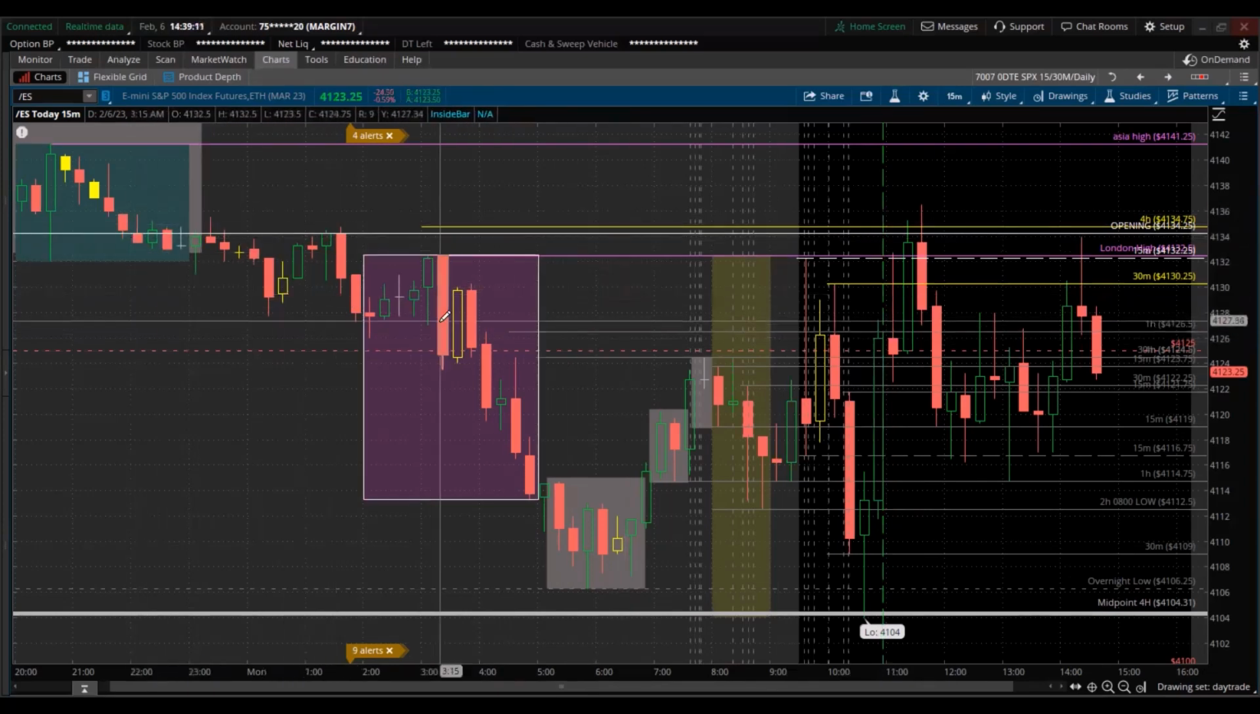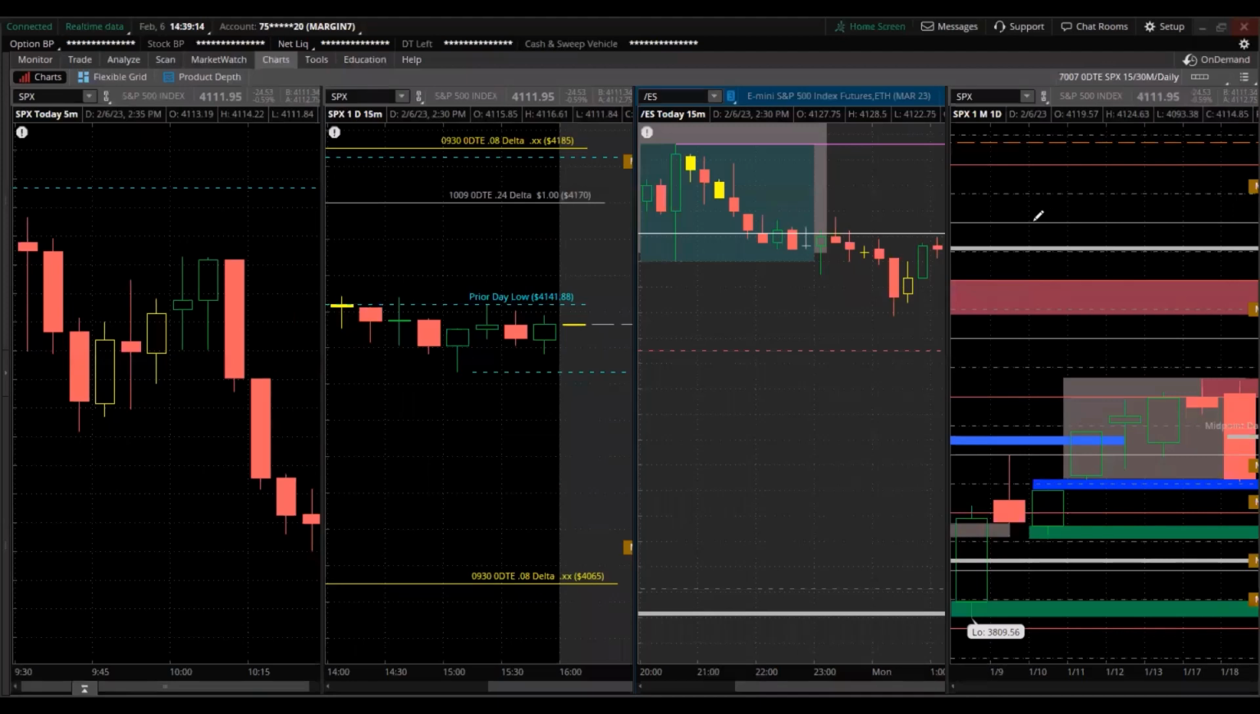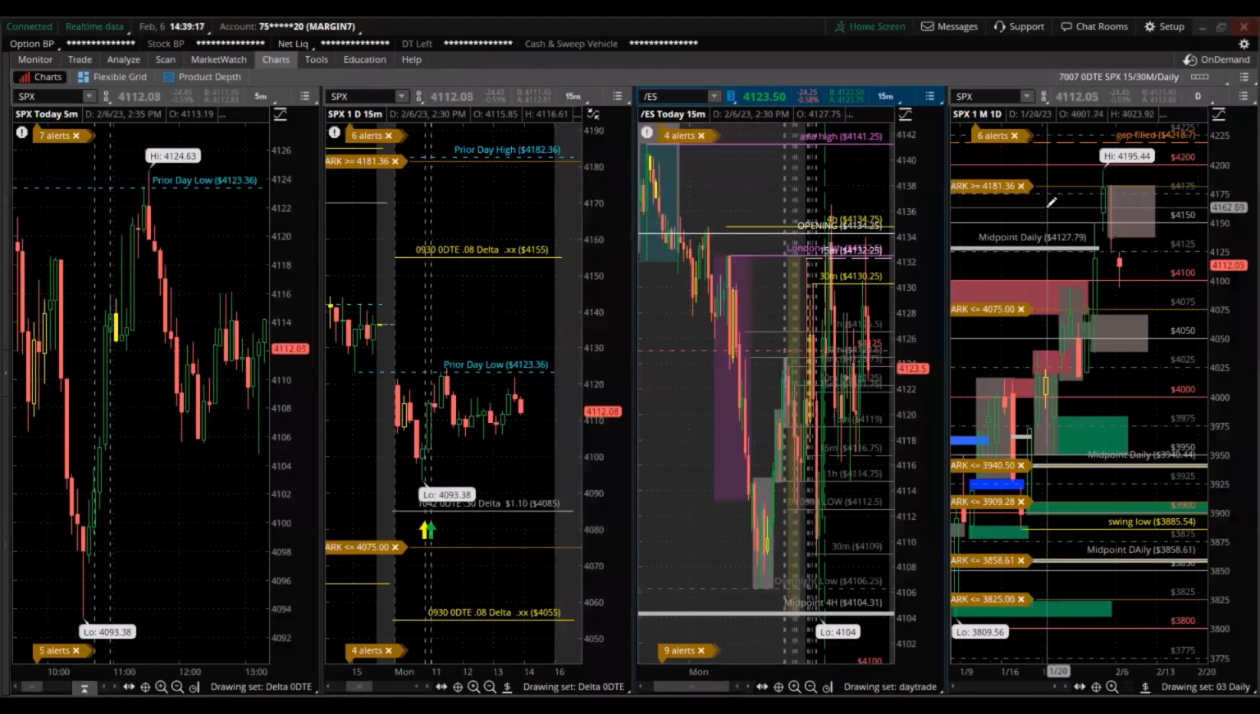Again, here's the Asian session, London session, the New York session. Overall, I didn't make max profits. I left money on the table, but I didn't lose. I got cash.